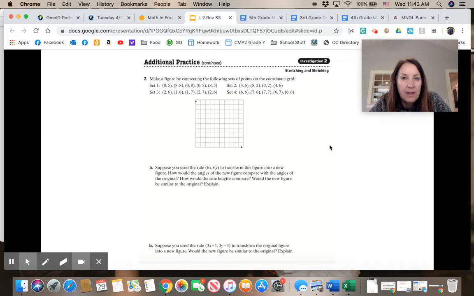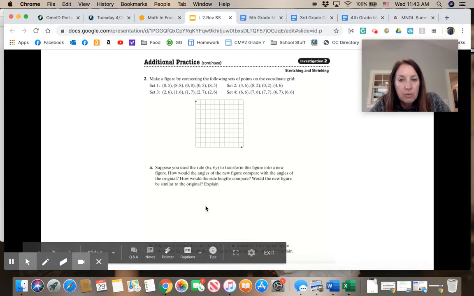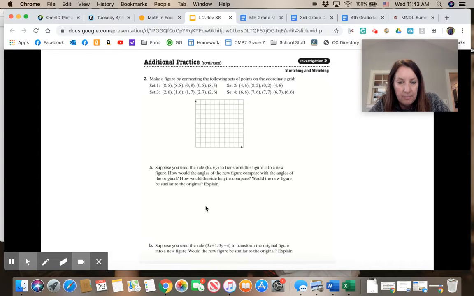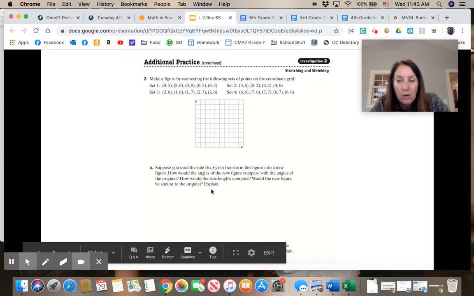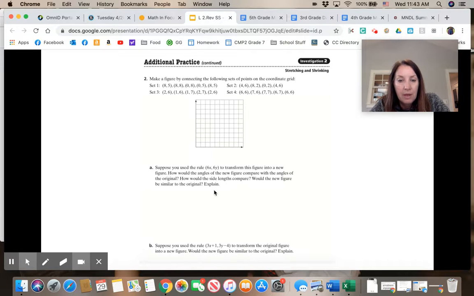2 says make a figure by connecting the following sets of points on the coordinate grid. So you're going to do set 1, connect them all, then start again, set 2 and connect them all. You'll be making a figure here in this little grid. Then it says, suppose you use the rule (6x, 6y) to transform this figure. How would the angles compare? How would the sides compare? Would the new figure be similar? Explain. So this is 1, 2, 3, 4 questions to answer for 2A. 2B says, suppose you use the rule (3x + 1, 3y - 4) to transform. Would that new figure be similar? Explain.